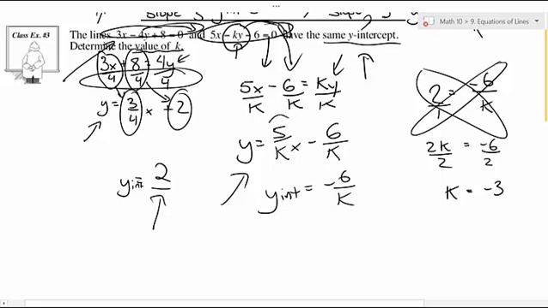It doesn't matter what our slope is because it didn't say that the slope was going to be the same. It's just the y-intercept that is the same. So we have this and this equal the same. If they're equal, we can put a 1 underneath the 2. It doesn't change the value. We can cross multiply. We get k equals -3.